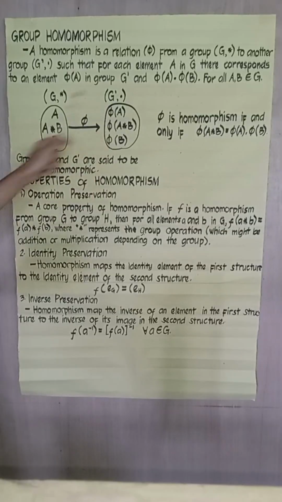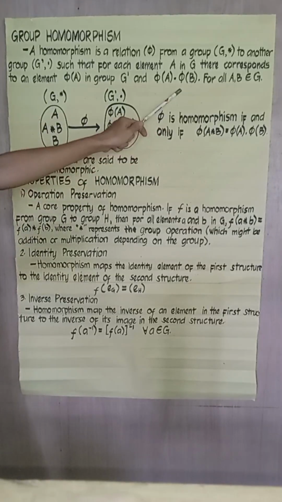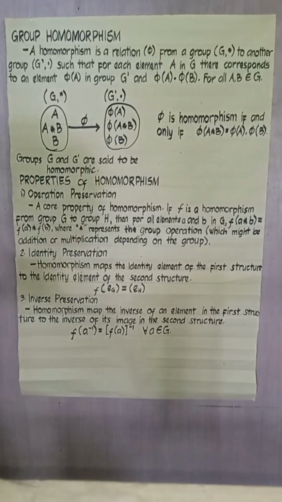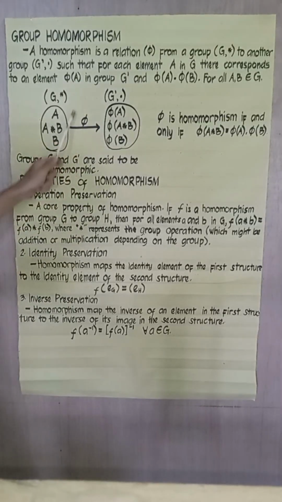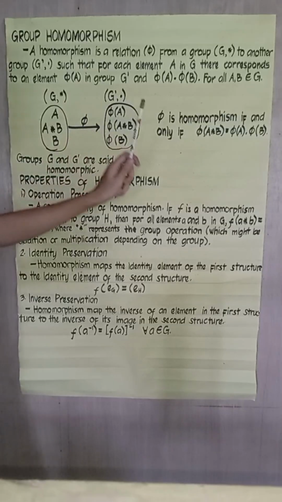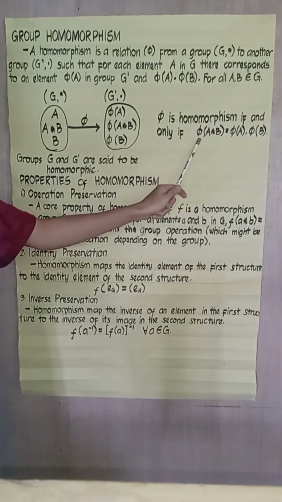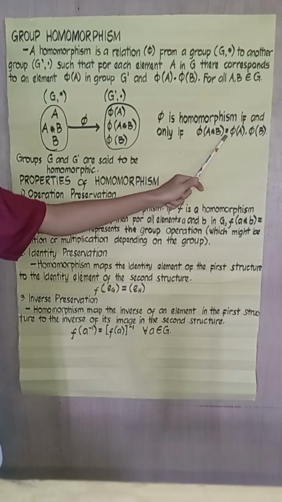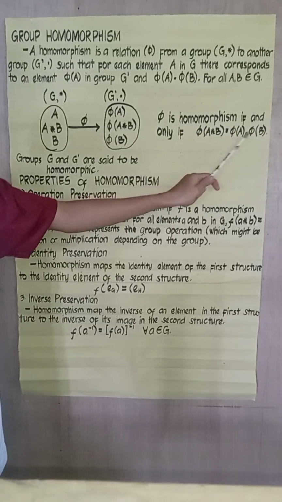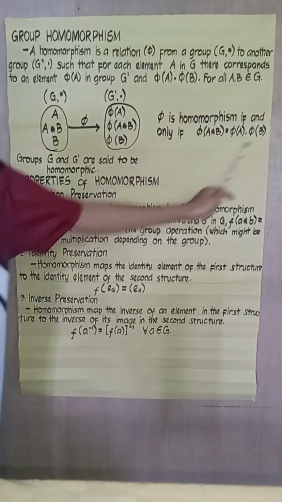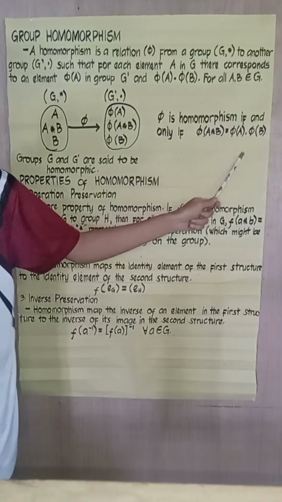So since we already satisfy this condition, now we need to know if this phi is a homomorphism. We can only say that phi is a homomorphism if and only if phi A star B equals phi A dot phi B. So you will know if phi is a homomorphism if it satisfies this condition.